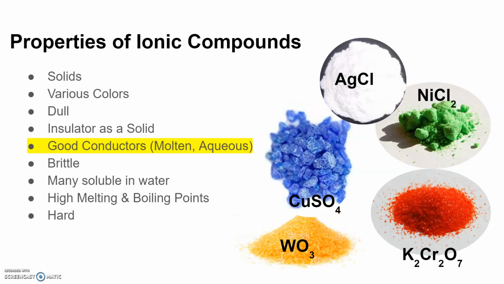Okay, now let's move on to the properties of ionic compounds. So again, you can just pause and read. There's one thing I want to highlight here. Remember, ionic compounds are insulators as solids, but they're good conductors in molten form, which means liquid when you melt them, or in aqueous form when you dissolve them in water.